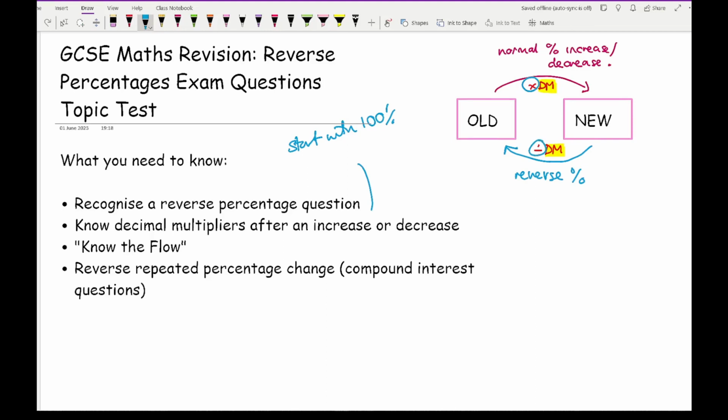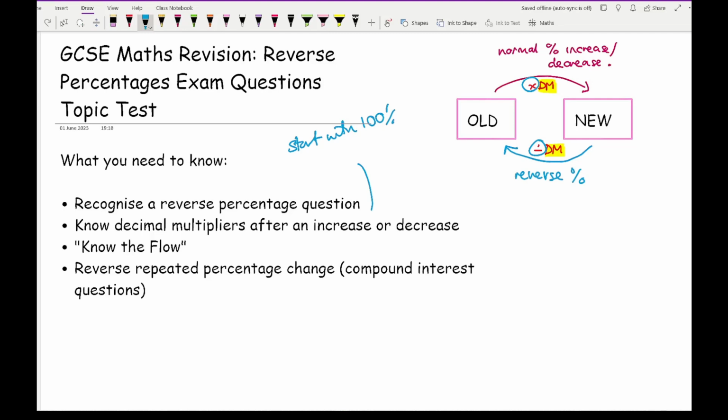The next type of questions that you can get, which is covered in the topic test that we're going to go through, is basically reversing repeated percentage change questions. So this is when you've got a compound interest question, although compound interest implies an increase, but where it's decreasing as well, or even a mixture of increase or decrease, where you know the new price, and then you've got a series of previous increases or decreases, and you then need to work out the old price, which is basically like a two-step reverse percentage question.